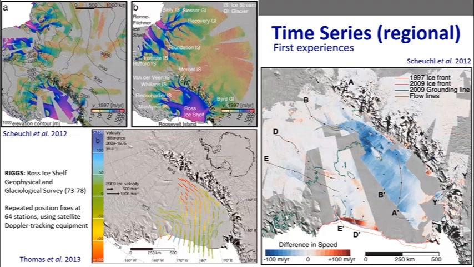And in addition to that, I also had the pleasure of working on a paper authored by Bob Thomas, former NASA cryosphere scientist and I think mentor of Eric. And we were able to take the record back to the RIGGS, the Ross Ice Shelf Geophysical and Glaciological Survey. These were measurements on the ice shelf before GPS. So it was pretty cool to work with the data set of that era.